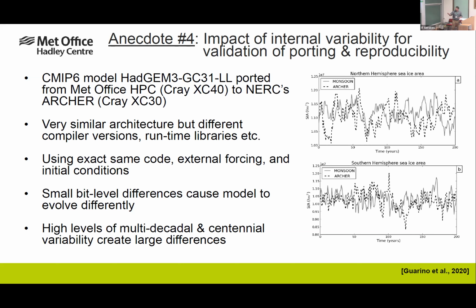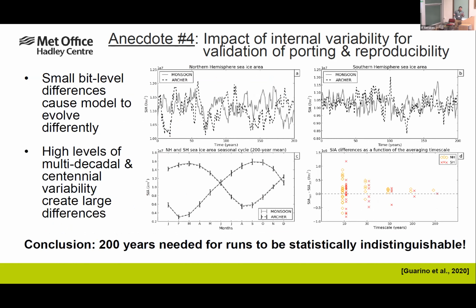A guy came to me, run a 30-year run. He says that the model on the new machine has got more ice in. And I said, are you sure? And it might not be. But the conclusion of this paper is essentially you need at least 200 years to be able to statistically distinguish sea ice, which is the same model, at the same forcing, virtually on the same machine.